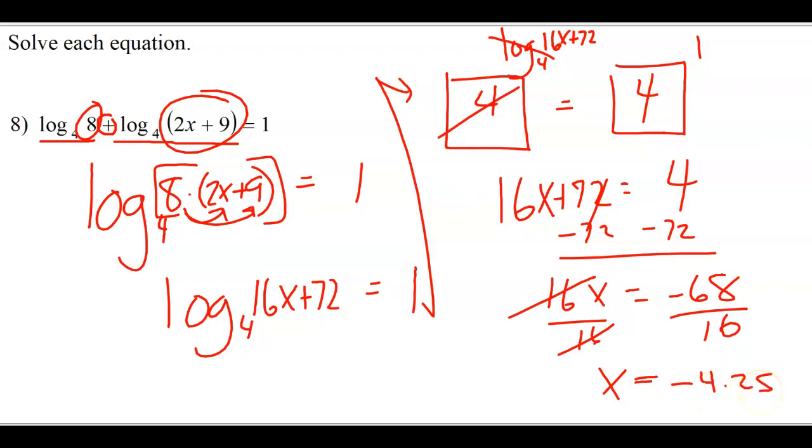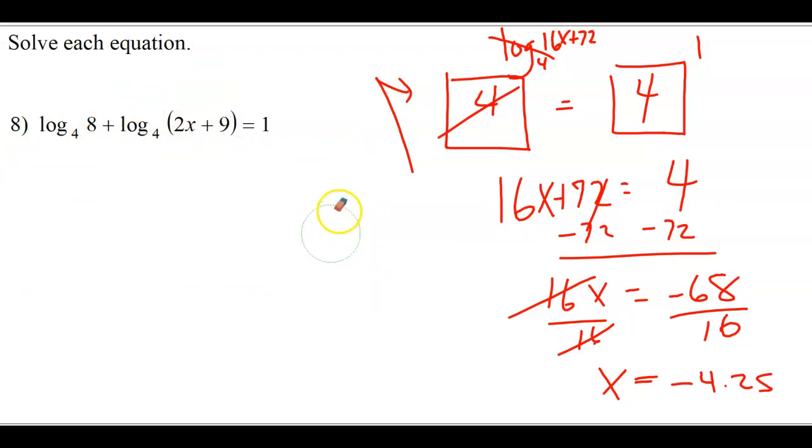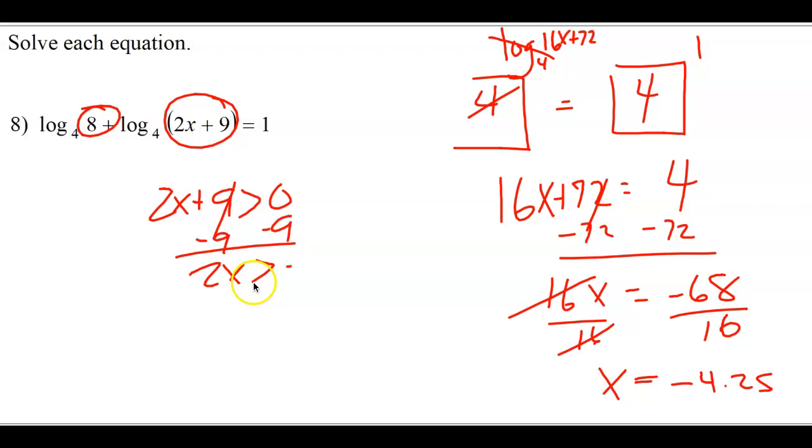And now we want to make sure that that answer is actually allowed. So we take the argument they gave us, make it greater than 0. We don't have to do it with this one because there's no x on that one. And we go ahead and solve. And just as a reminder, I should have done this at the beginning, but like I said, I tend to forget about that a lot. So long as my answer is bigger than negative 4.5, we're good.